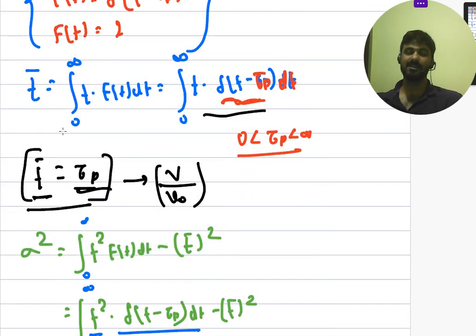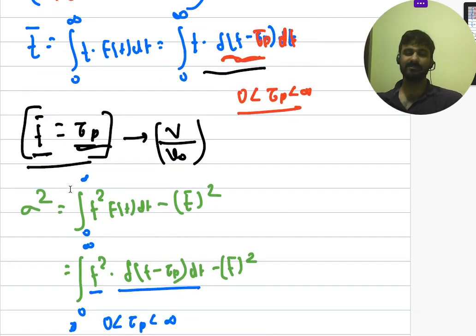And when we talk about the mean residence time, the formula for mean residence time is integral 0 to infinity of t into E(t) dt. So integral 0 to infinity t delta(t minus tau p) dt. Okay, so now this is the function, and tau p will lie between 0 to infinity, so directly it will be equal to tau p. So from here you can see that for the pulse tracer input, tau equals tau p equals t bar, meaning the mean residence time for the plug flow reactor will be equal to the space time.